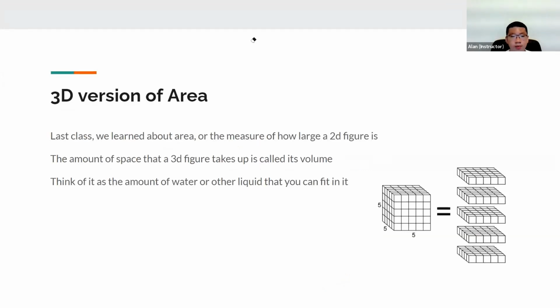So now we're going to talk about the 3D version of area. So last class, we learned about area, and it's a measure of how large a 2D figure is. Well, in the 3D analog of that, the amount of space that a 3D figure takes up, it's called its volume. And you can think about it as the amount of water or some other liquid that you could be able to fit in that shape.